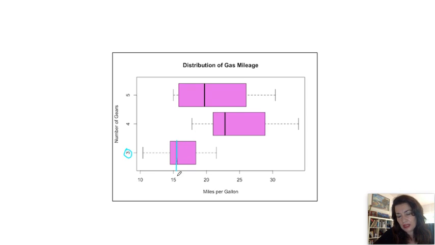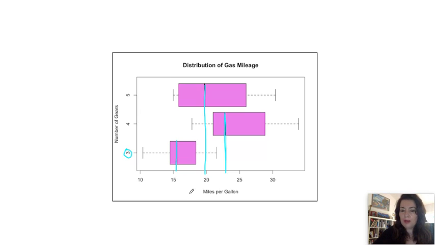at about 16. If you're looking at the number of gears right here, 4, this one has a median of about, this would be maybe halfway between 20 and 25, so maybe about 22.5 or 23, whereas the median here has a miles per gallon of about 20. So you can easily compare the medians when you have your box plots lined up this way.